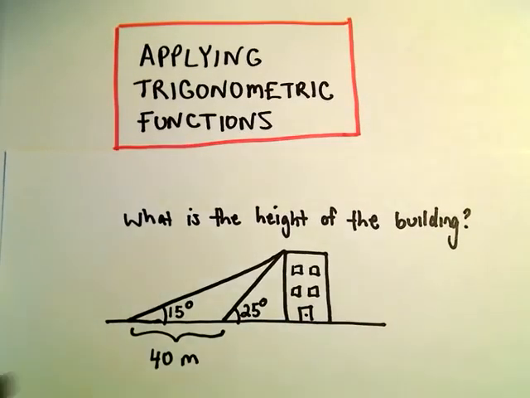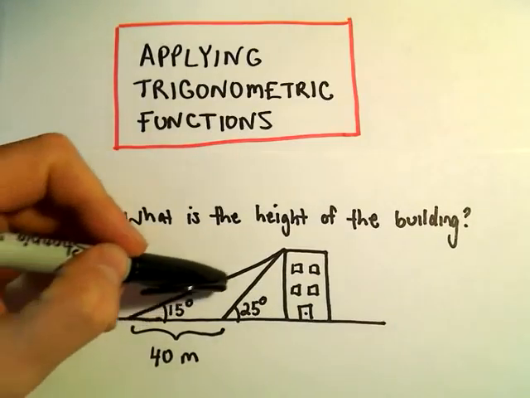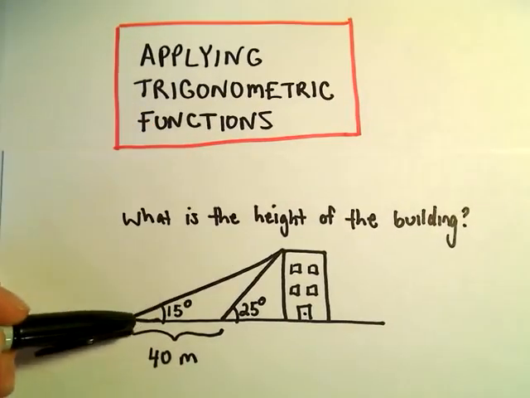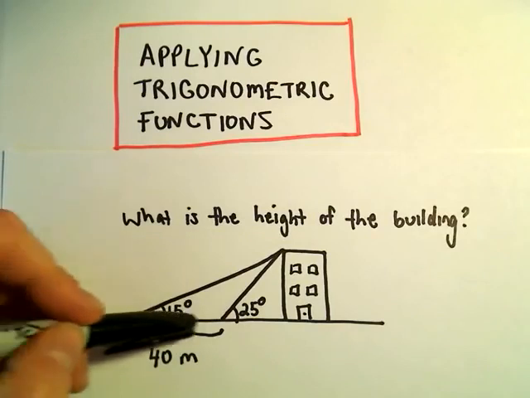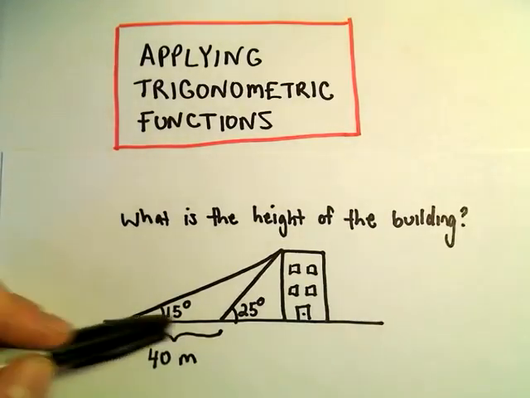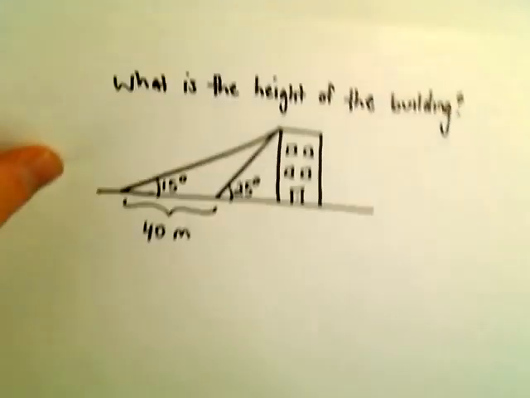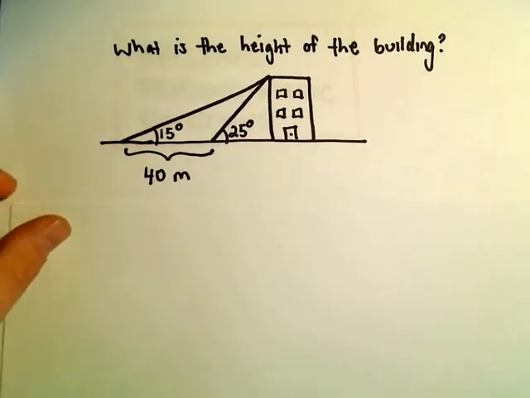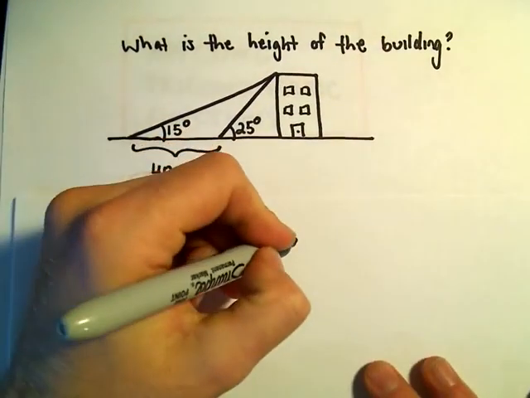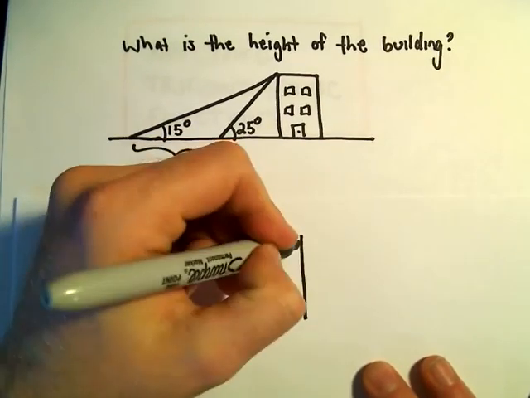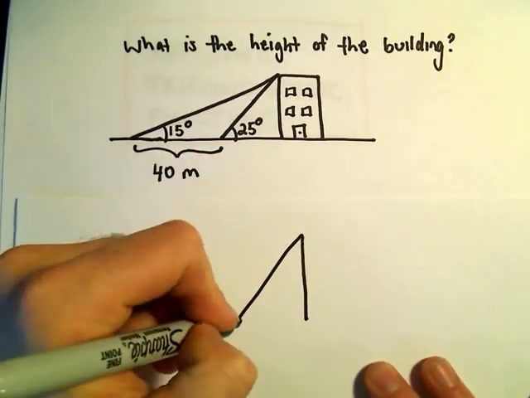And then we also have another angle that's 15 degrees to the top of the building. And we know that there's a distance of 40 meters in between those two angles. So we want to use that to figure out, again, the height. This is going to take a couple of steps for sure, not just a one-step problem by any stretch.